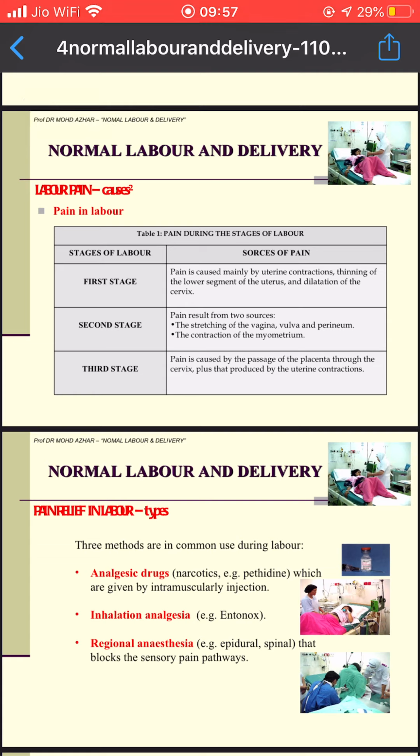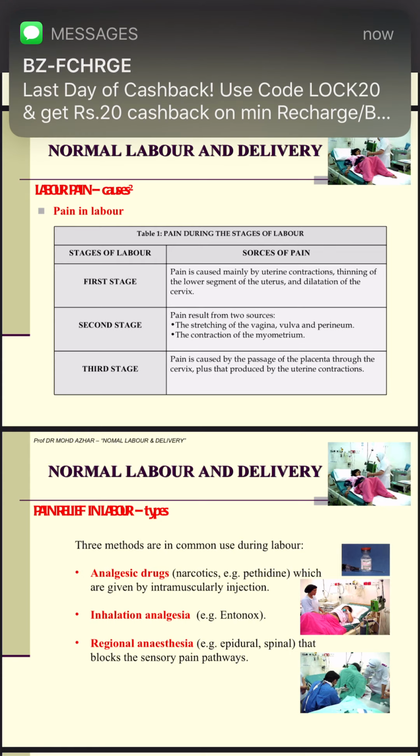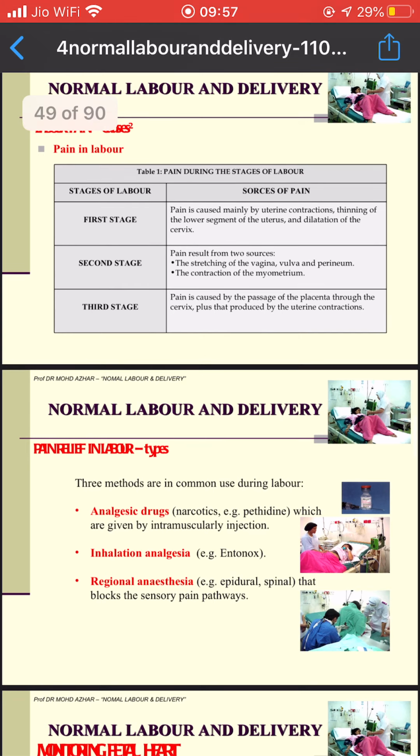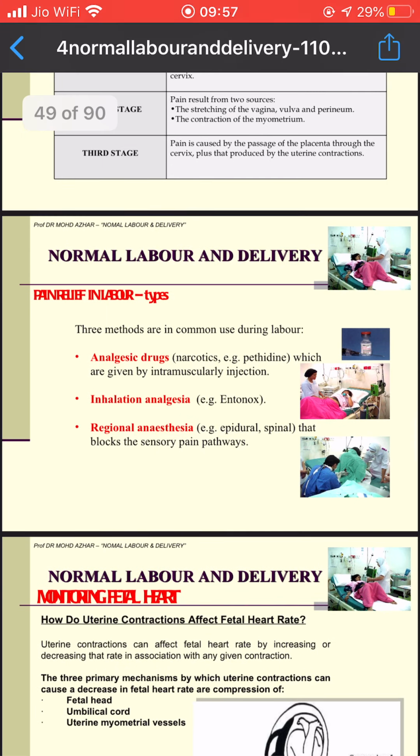In the first stage of labor, the pain is caused by uterine contraction, thinning of the lower segment of the uterus, and dilatation of the cervix. In the second stage, the pain results from two sources: the stretching of the vagina, vulva and perineum, and the contraction of the myometrium. And in the third stage, pain is caused by the passage of the placenta through the cervix, plus that produced by the uterine contractions.